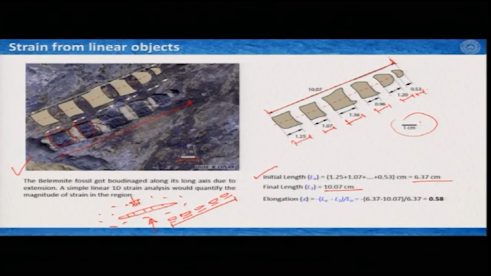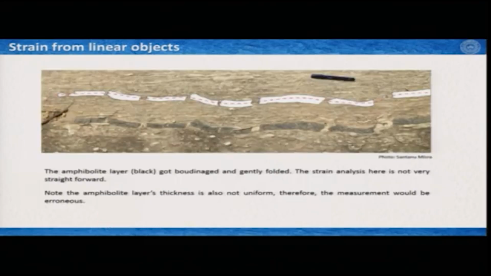Using the formula of elongation, which is this one, we can calculate the elongation of this belemnite and also the surrounding rocks, which is 0.58. So this is how you get the linear strain of an area if you have an object like this. But sometimes life is not that easy.